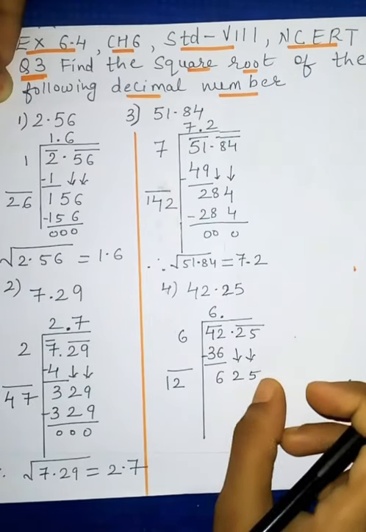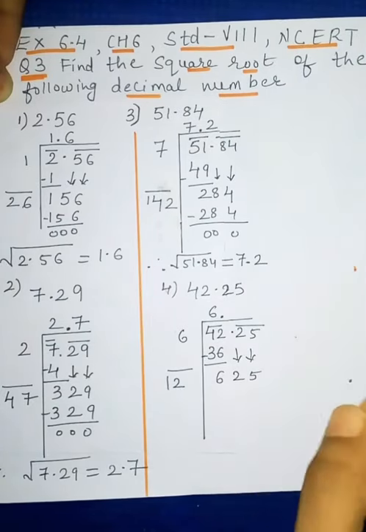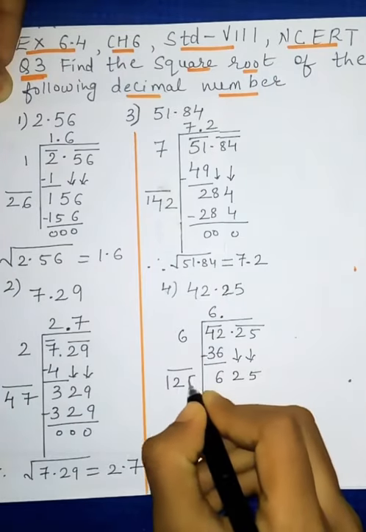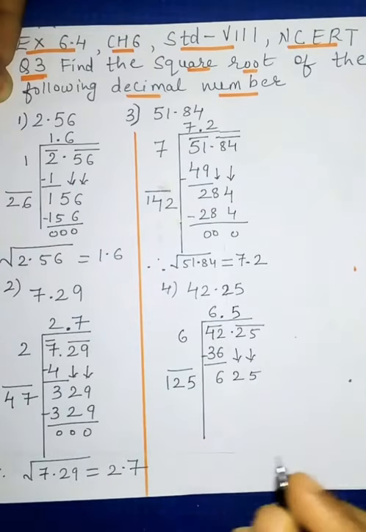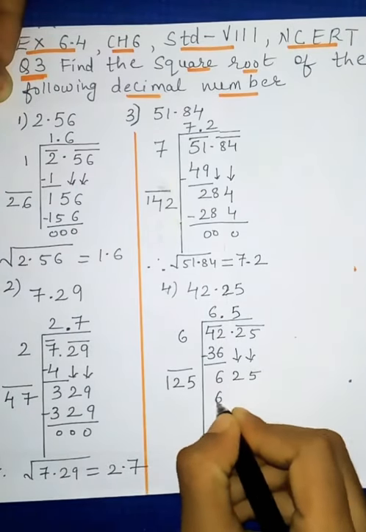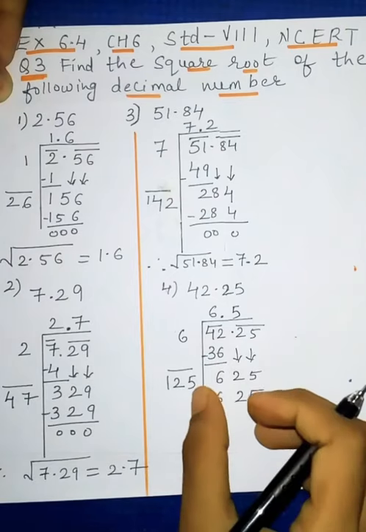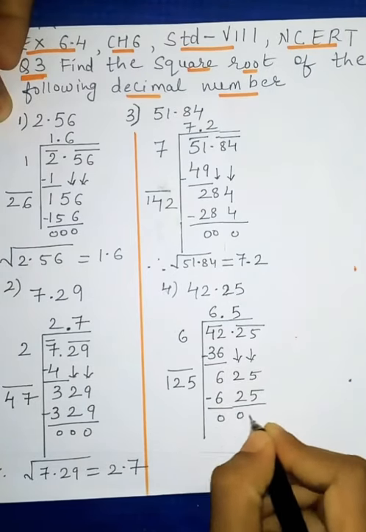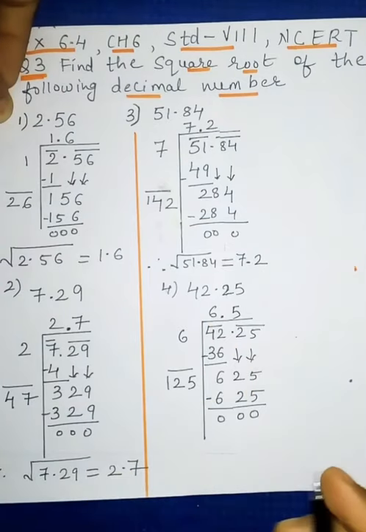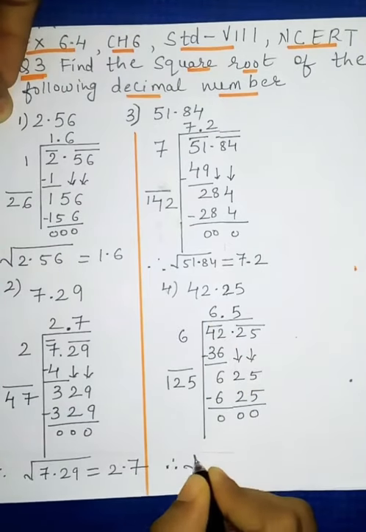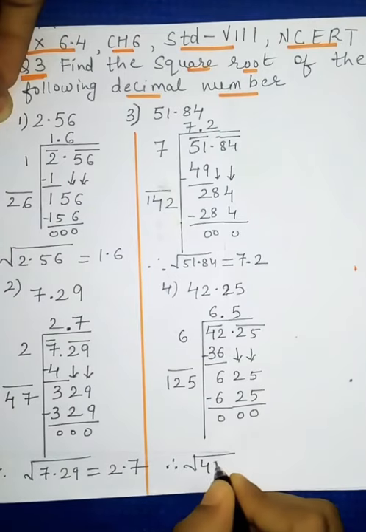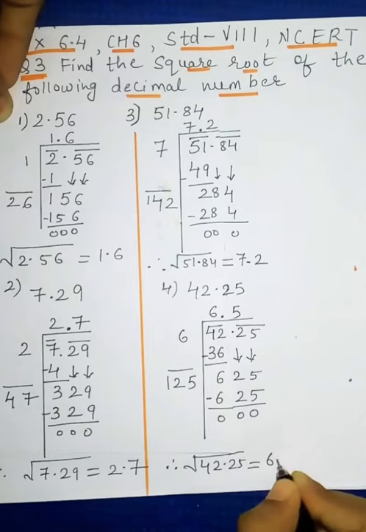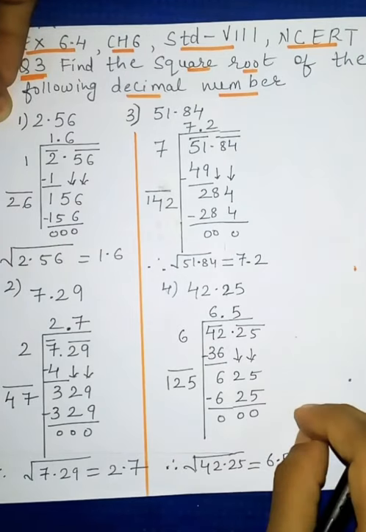So 625. Now the last digit is 5. So when will 5 come? It will come from 5 only, because 5 5s are 25. So we will keep here 5. We will keep here 5. And if you multiply, the answer will be 625. It will come from 5. You can multiply and check. So done. Okay, so 6.5 is the answer. Therefore, the square root of 42.25 is 6.5. So this is your answer for the fourth one.